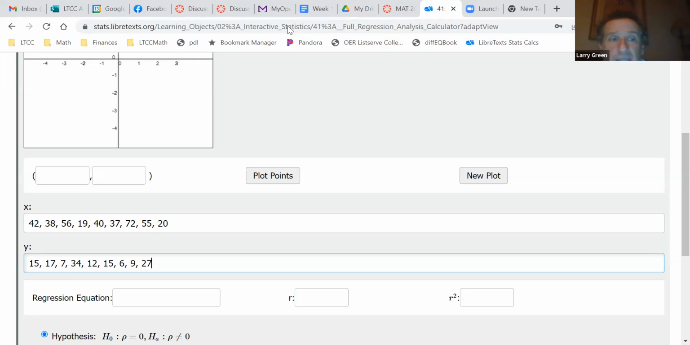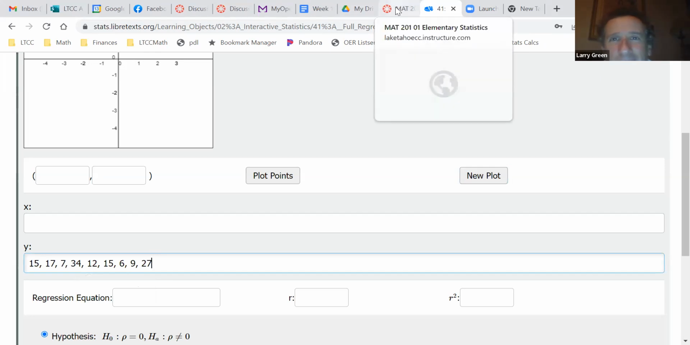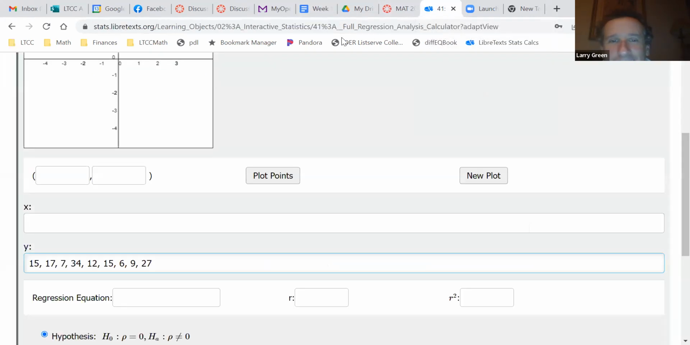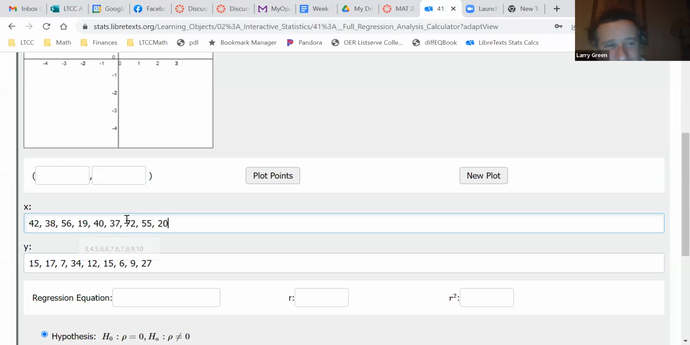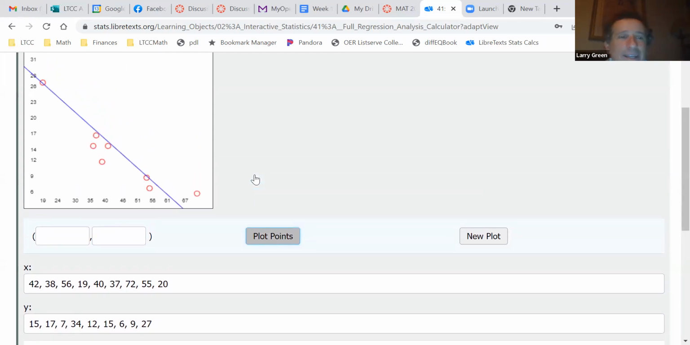Okay. And now if I hit new plot. Oh, sorry. I made a mistake. I don't want new plot. I want plot points. One more time. Let's get those back in. Fortunately, if you have the numbers separated by commas to start with, it's really quick. Otherwise, you got to type them in. And I'm going to hit plot points. So take a look. Is there a correlation? Does it look like it?